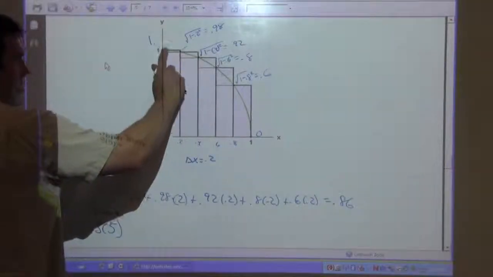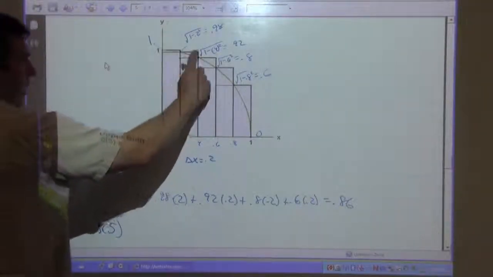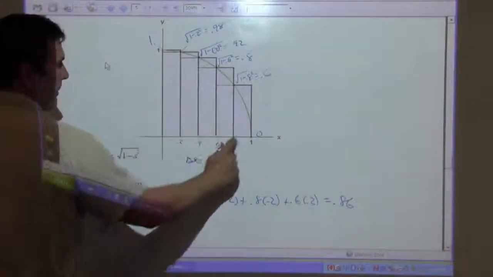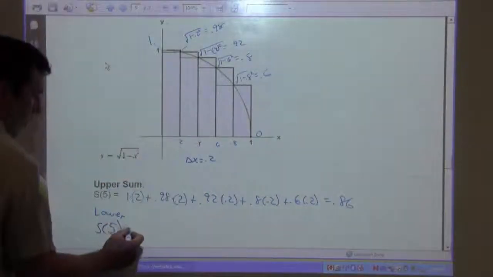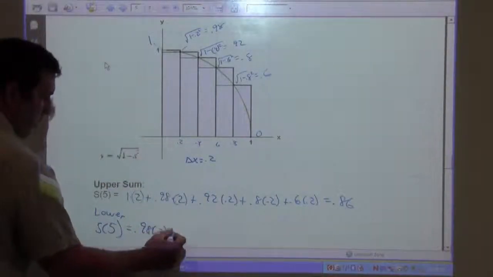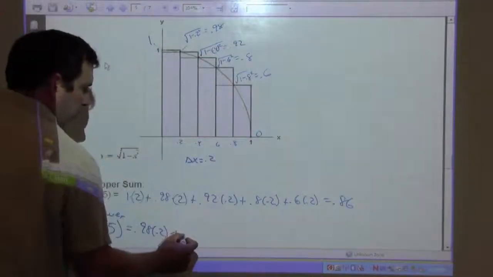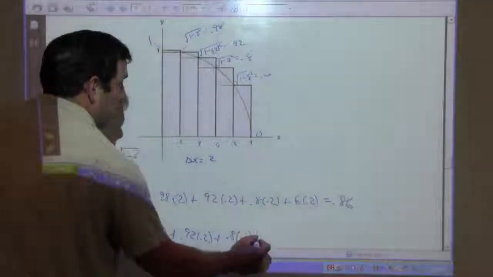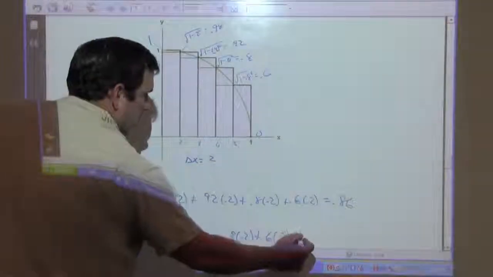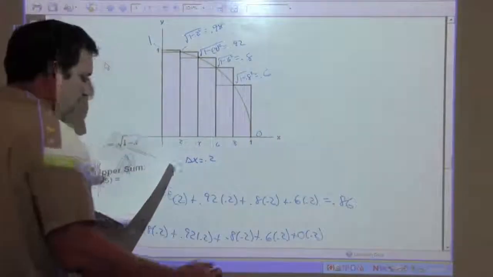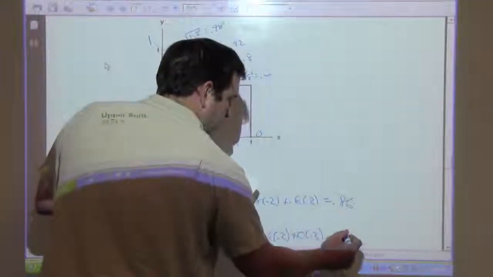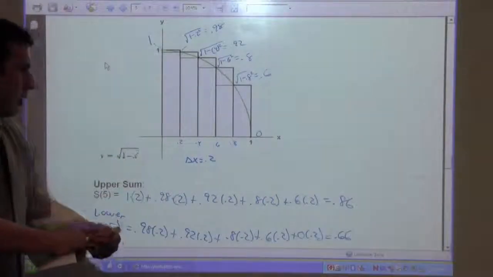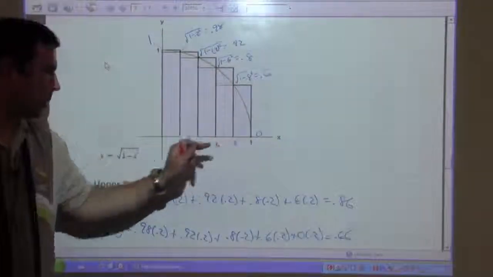For the upper, we do that higher line in each case. Now for the lower sum, we're doing the lower line. Now it's going to be 0.98 times 0.2 plus 0.92 times 0.2 plus 0.8 times 0.2 plus 0.6 times 0.2 plus 0 times 0.2, and that would be 0.66. So quite a difference there. To have more accuracy, we should have more intervals.